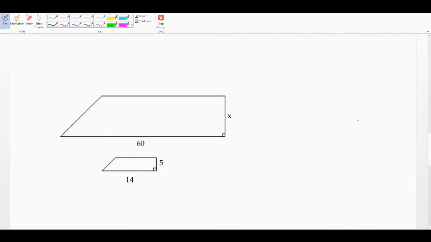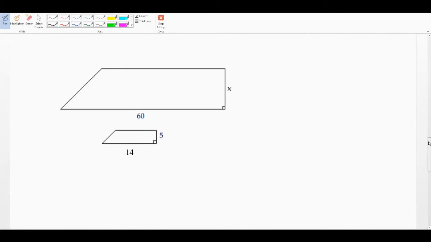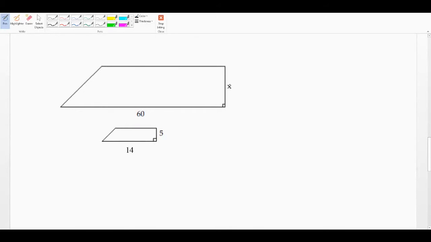Now they don't just have to be similar triangles. They could also be similar, in this case, trapezoids. So if you look at what we're given, this side corresponds to this side. So x corresponds to 5, and 60 corresponds to 14. So the proportion that we can set up is x over 60 equals 5 over 14. Now I easily could have said x over 5 equals 60 over 14. It does not matter. It's the same thing. I just like to do one figure at a time.